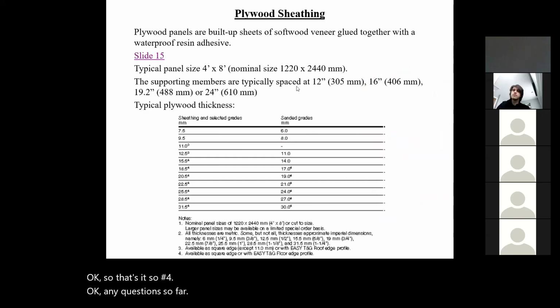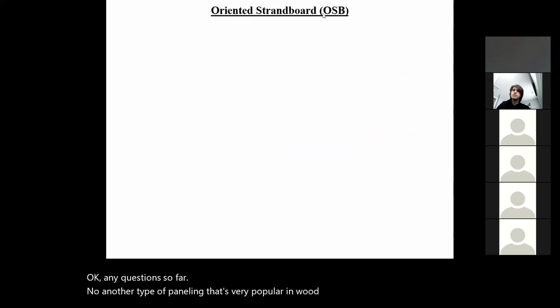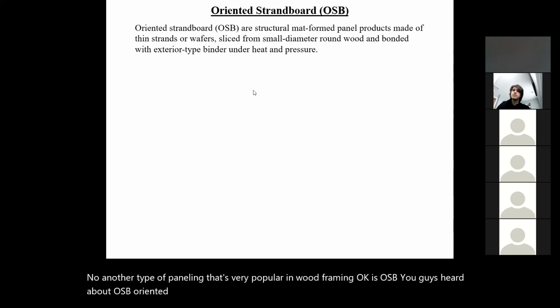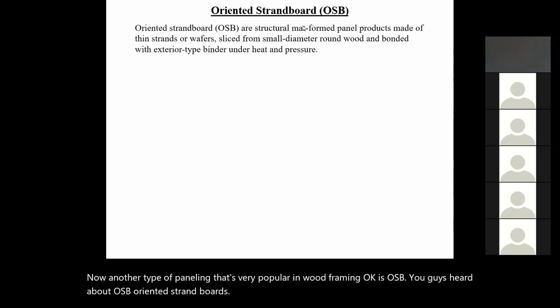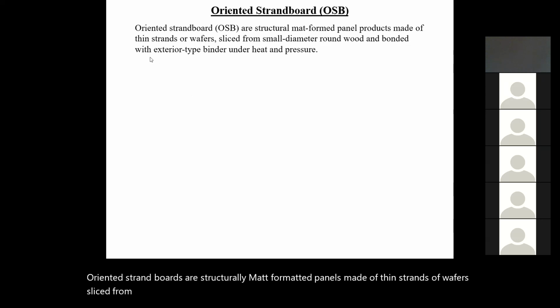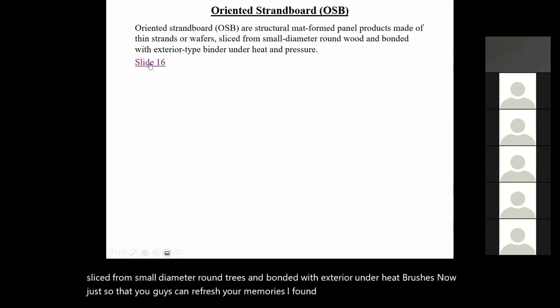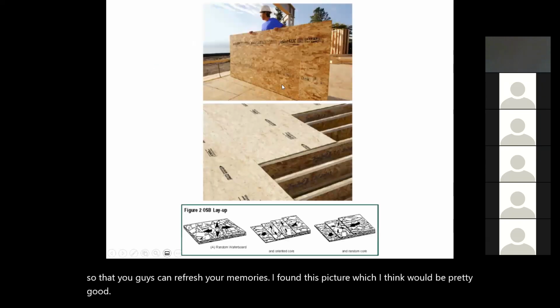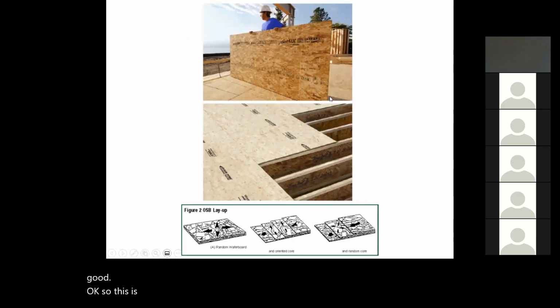Now, another type of paneling that's very popular in wood framing is OSB. You guys heard about OSB, oriented strand boards? Oriented strand boards are structural mat-formed panels made of thin strands or wafers sliced from small diameter round trees and bonded with exterior adhesive under heat and pressure. Just so that you guys can refresh your memories, I found this picture, which I think is pretty good. So this is an oriented strand board. Everybody sees that?